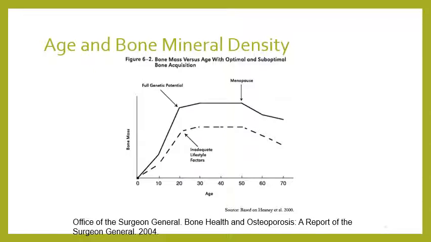This graph depicts the relationship between age and bone mineral density. You'll see the solid black line is an ideal patient, whereas the dotted black line are patients with inadequate lifestyle factors, which we'll discuss shortly. This graph depicts the bone mineral density throughout a typical person's life. As you can see, bone mineral density peaks in a patient's 20s and then cumulatively decreases with time, and then rather dramatically decreases following menopause.